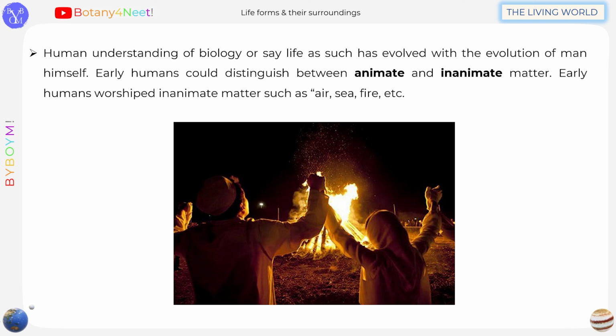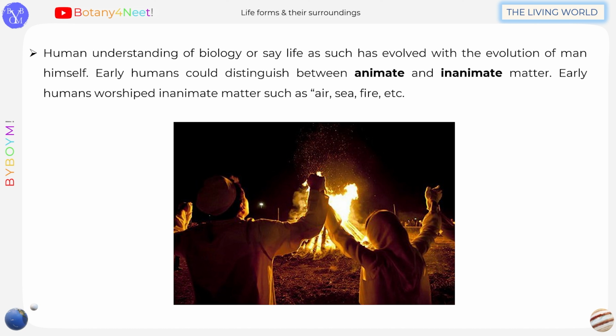Human understanding of biology has not evolved in one day. As science and technology have evolved, we have understood more and more about nature over so many years. Early humans could distinguish between animate and inanimate matter. Early civilizations, the people of the Stone Age, could differentiate between living and non-living.